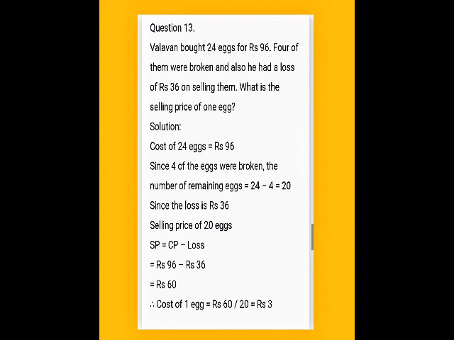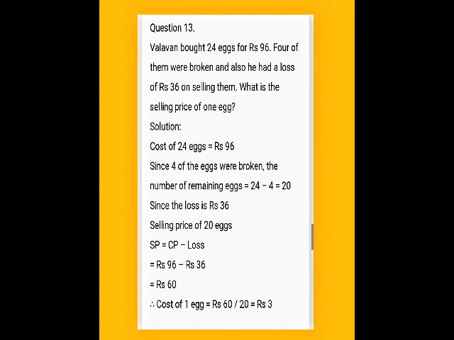Balavan bought 24 eggs for rupees 96. 4 of them were broken and also he had a loss of rupees 36 on selling them. What is the selling price of one egg? Here they are giving the whole amount, that is the cost of 24 eggs. In that, 4 are also broken. So broken eggs we could not sell. So first we want to find the 20 eggs cost. Then we want to find the 1 egg cost.